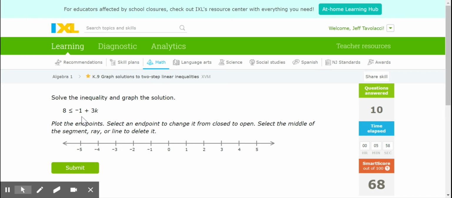Okay, last one. Add 1 to both sides. Okay, that gives me 8 plus 1 is 9. 9 is less than or equal to 3k. We would divide the 9 by 3. So 3 is less than or equal to k. 3 is less than or equal to k, which means k is greater than or equal to 3. K is greater than or equal to 3.